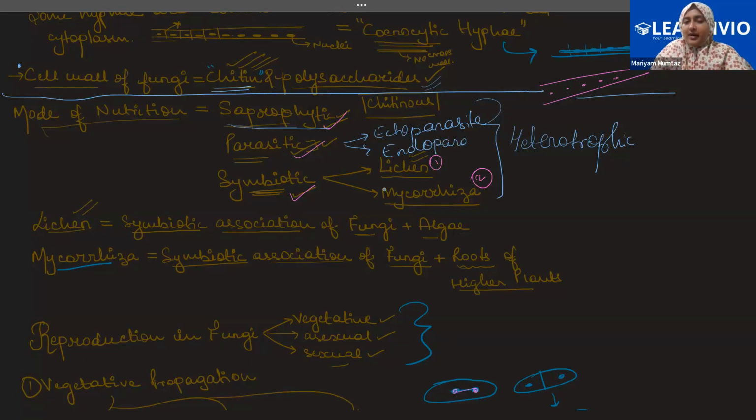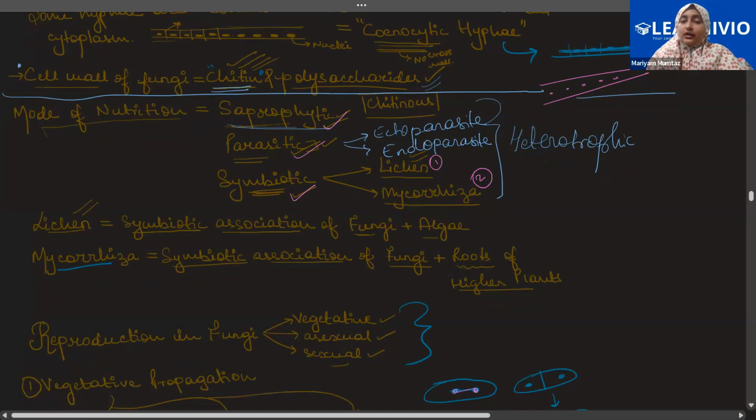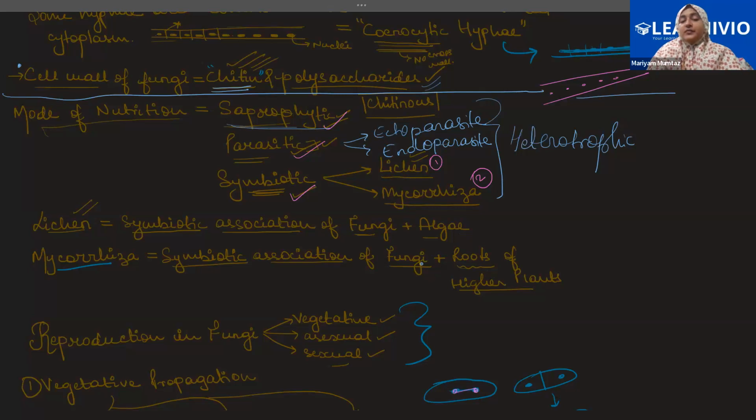So two types of parasite. Yes. So two types of parasitic mode of nutrition are there, that is ectoparasite and endoparasite. This depends upon where the parasite is present, whether it is present on the body of the host or whether it is present in the body of the host.